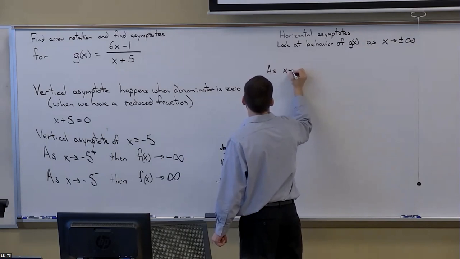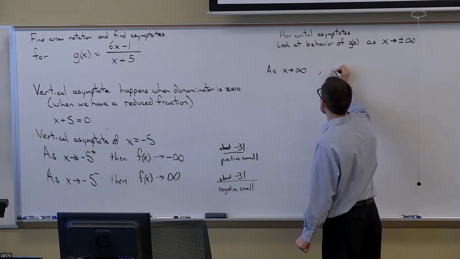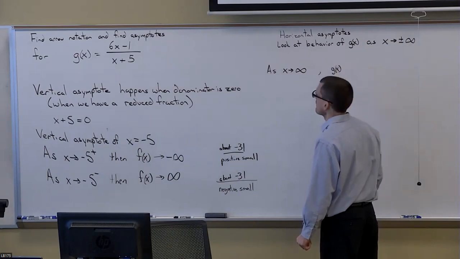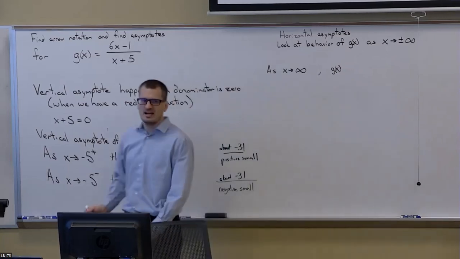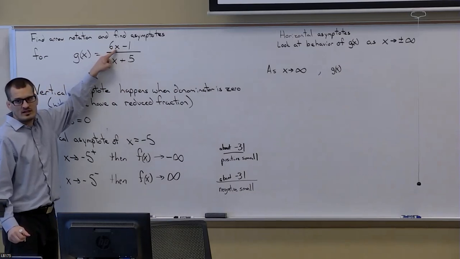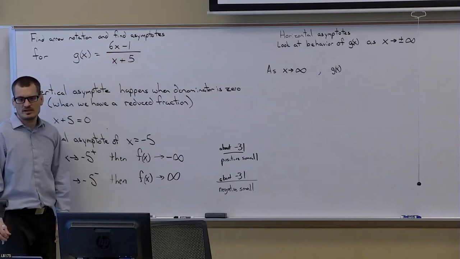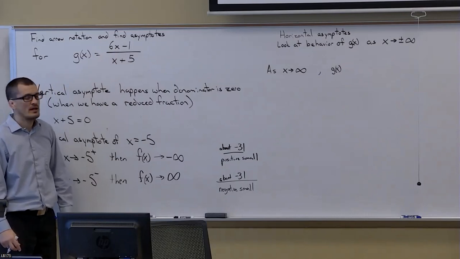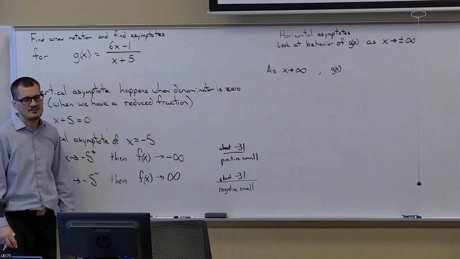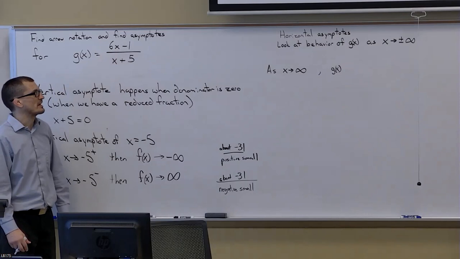As x gets really, really, really big, what's going to happen? Well, the numerator is going to get really, really big, but also the denominator is going to get really, really, really big. Here's the trick.